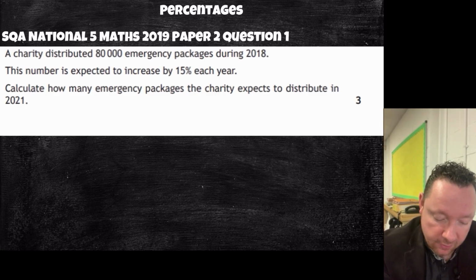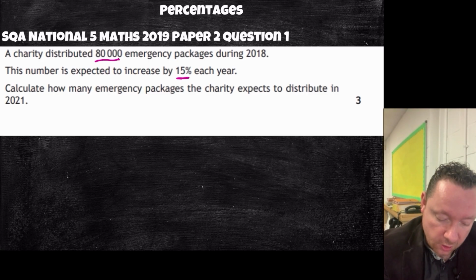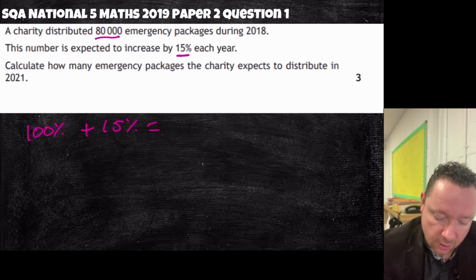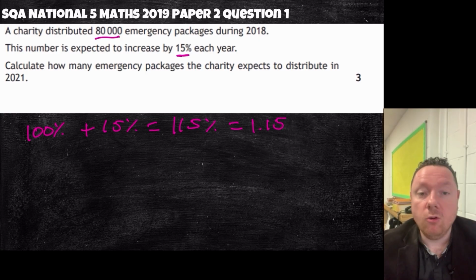So again, there's our amount, there's our percentage, and then the time we can work out is the difference between the years. So looking at the percent first, we start with 100%, we add 15% because it's going up, 115%, change that to a decimal, which is divided by 100, 1.15 is our key multiplier.